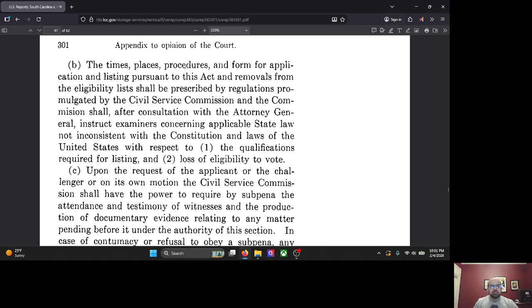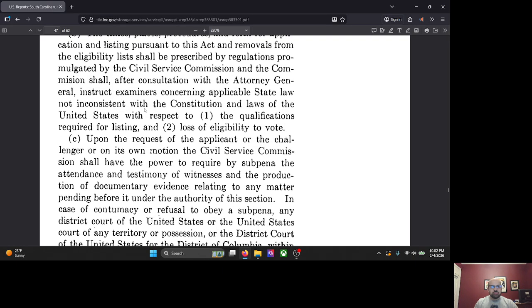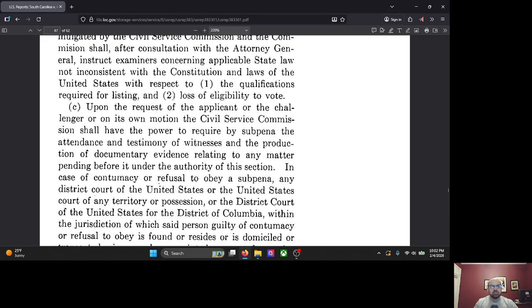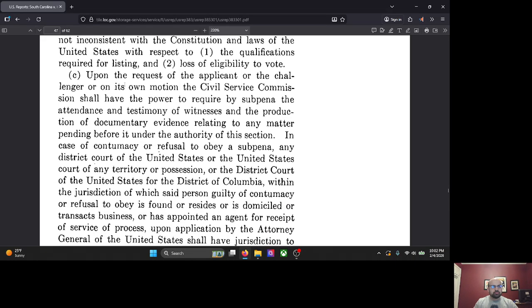B. The times, places, procedures, and form for application and listing pursuant to the Act and removals from the eligibility list shall be prescribed by regulations promulgated by the Civil Service Commission, and the Commission shall, after consultation with the Attorney General, instruct examiners concerning applicable state law not inconsistent with the Constitution and laws of the United States with respect to 1. The qualifications required for listing, and 2. Loss of eligibility to vote.